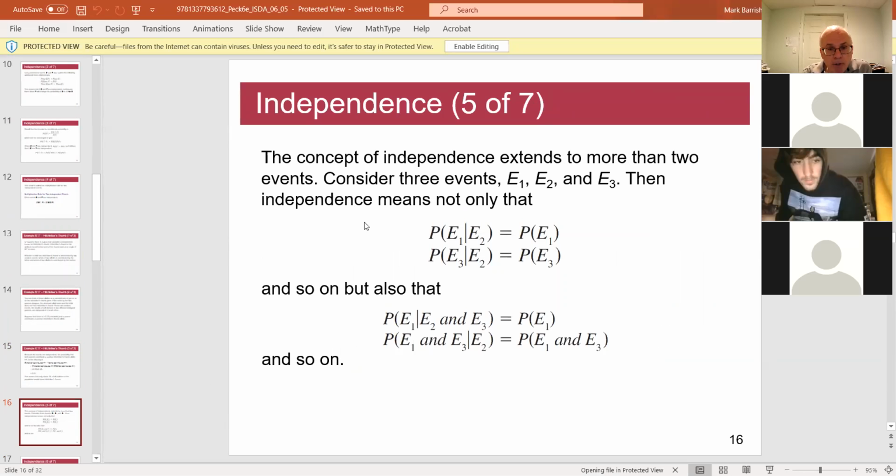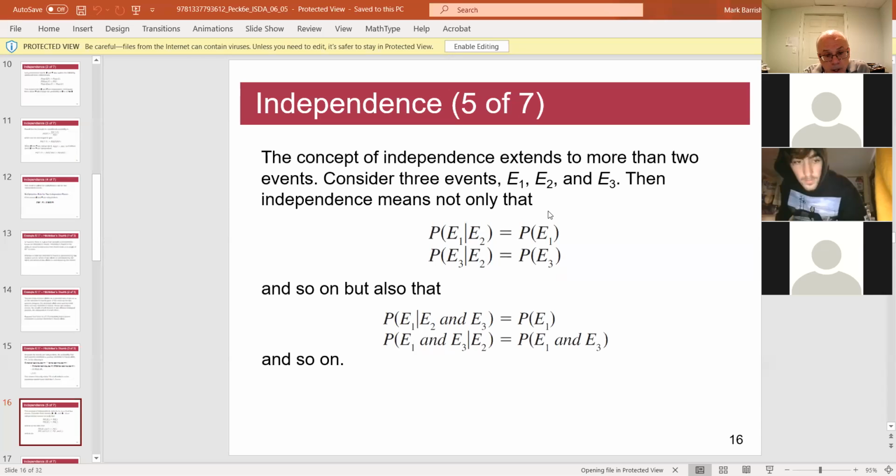The concept of independence also extends to more than two events. Let's say we have three events, and we want to know the probability of these three events, and each pair of these events is independent of one another. In other words, E1 is independent of E2, E2 is independent of E3, and E1 is independent of E3. Then each one of these probabilities here is true if they're independent: the probability of E1 given E2 is the probability of E1, the probability of E3 given E2 is the probability of E3, and so forth.